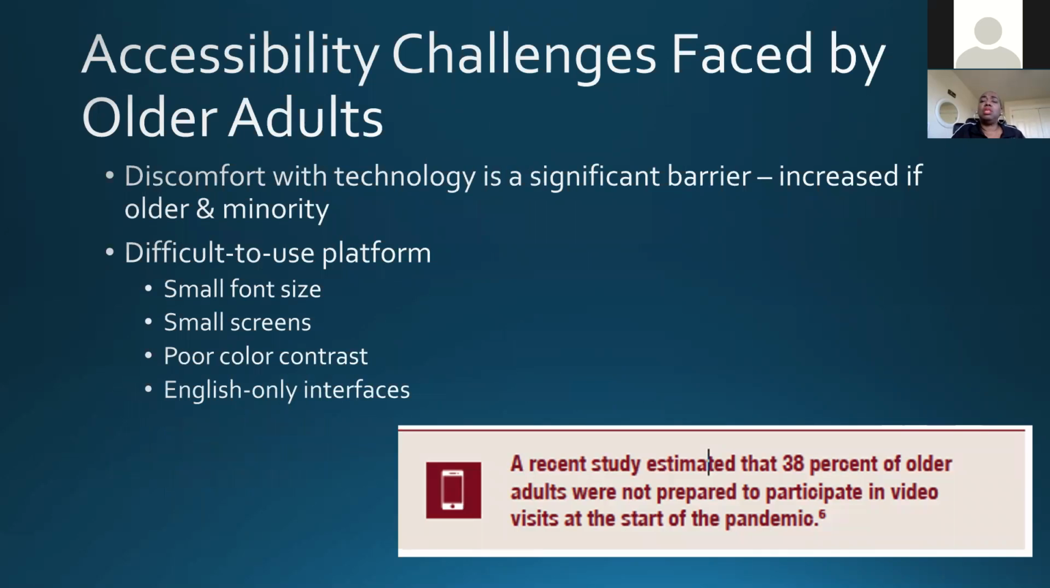So when you talk about the inequities or the disparities or some of those social determinants or just the accessibility, you have to think about our elderly, right? How do you ensure that they can be beneficiaries of telehealth, right? So there are some usability aspects of it that we have to think about, okay? The geriatric older population may have a discomfort with technology, right? And that becomes a barrier. And it's interesting, it says it's increased if the patient is older and a minority.